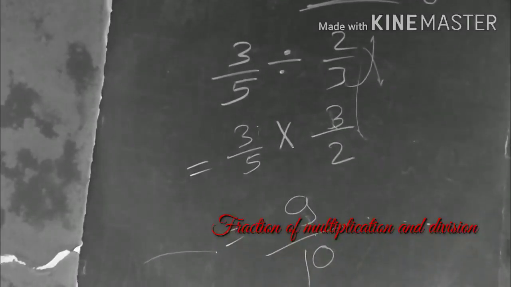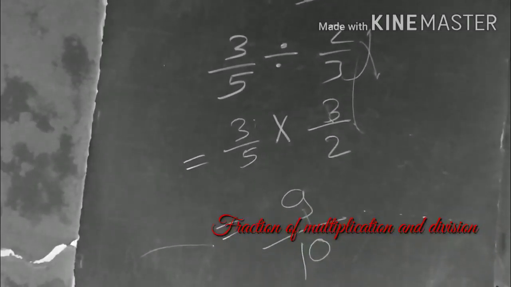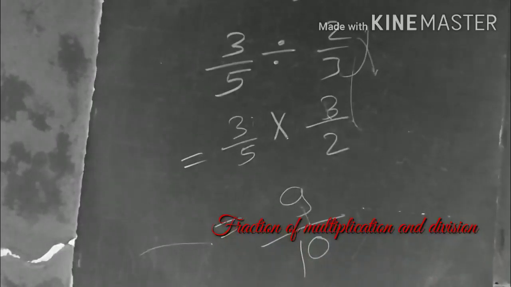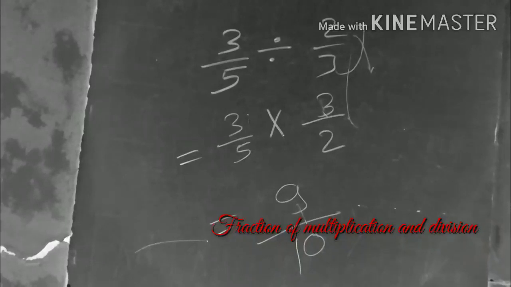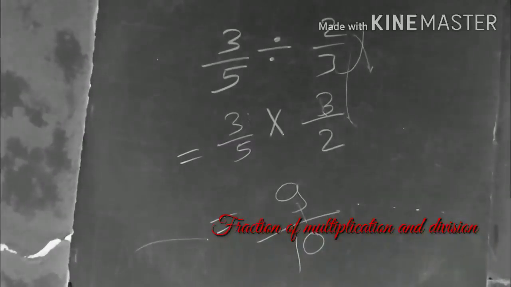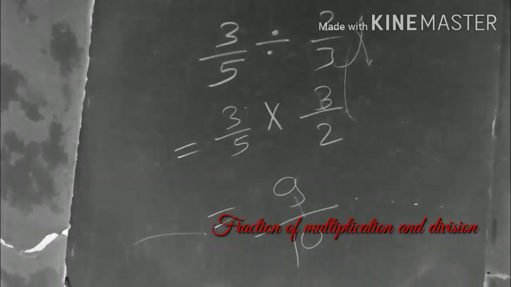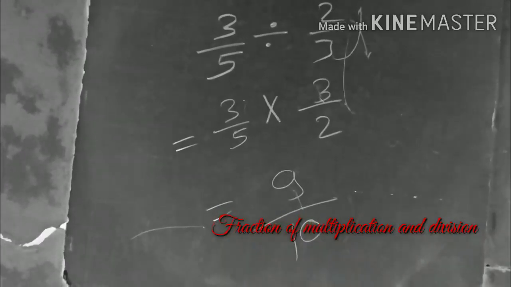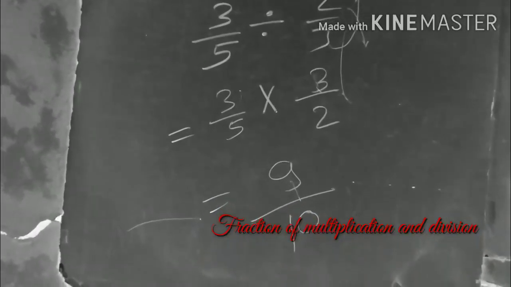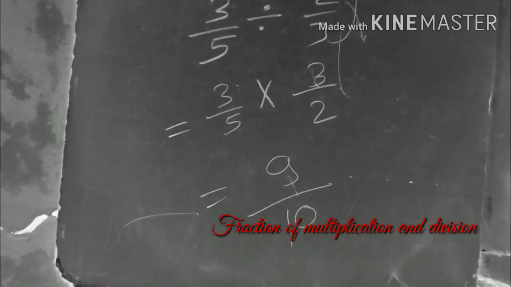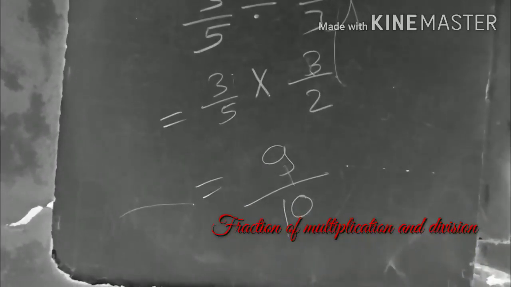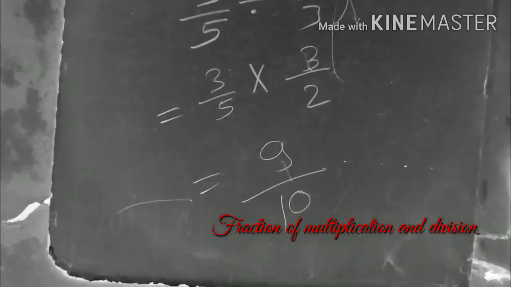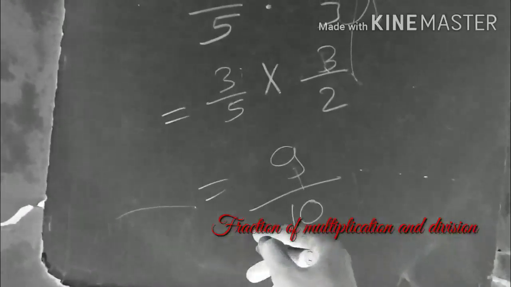5 by 3 divided by 2 by 3. If the division sign is available, then the division must be changed into multiplication. That means numerator goes into denominator, denominator goes into numerator. Then we use the common procedure for multiplication. If the same terms are available, we can strike out. If a common number is coming, strike out. If not available, then you multiply numerator to numerator and denominator to denominator. That is your required answer, 9 by 10.